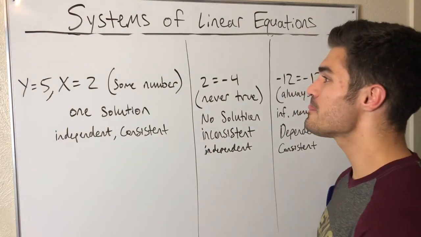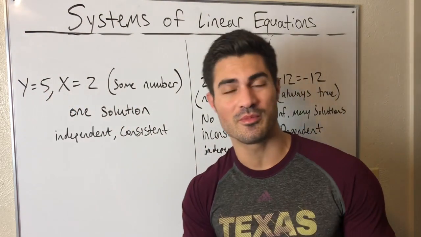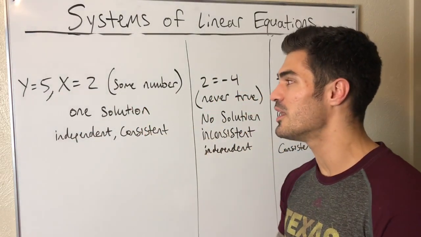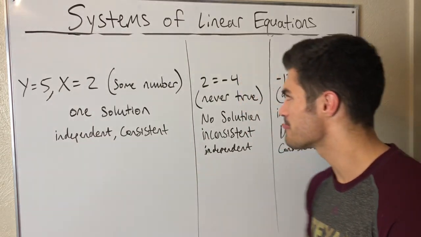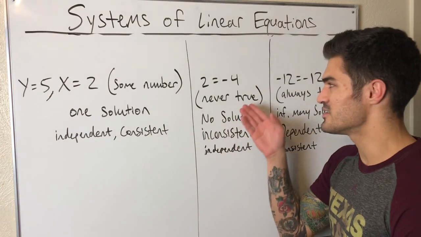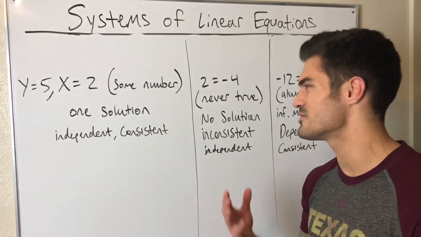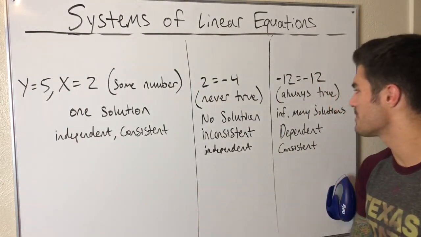With one solution, we get some number, and then we're able to substitute back in and get some other number. We basically have numbers for x and y. That means we have one solution, or we call this independent and consistent. No solution means we get something that just doesn't make sense, that is just never true. 2 equals -4, that's never true. That's nonsensical. So no solution. In other words, inconsistent and independent.